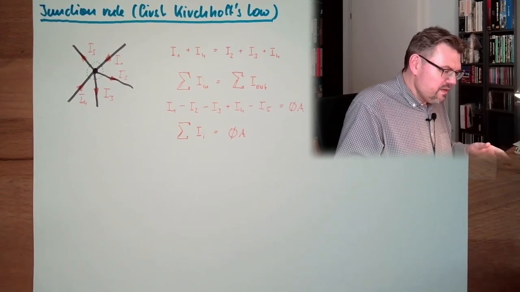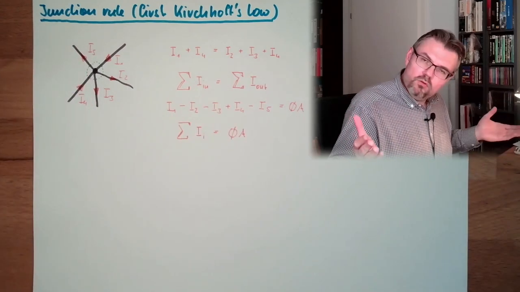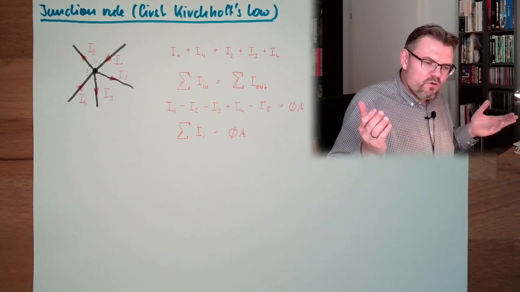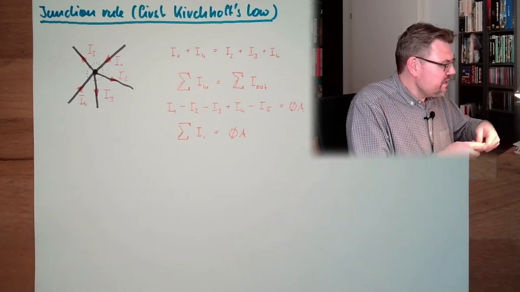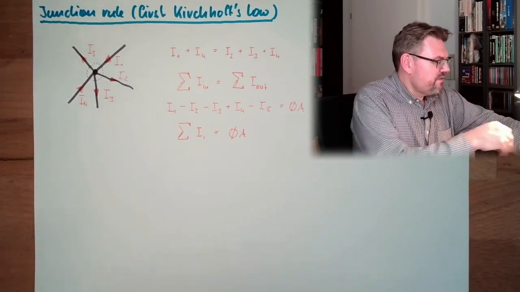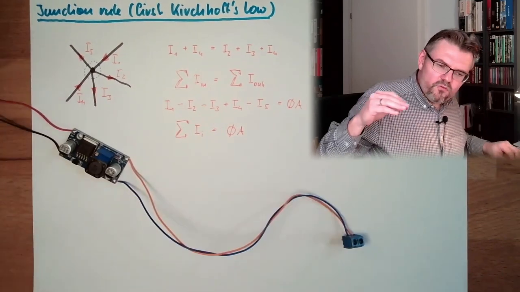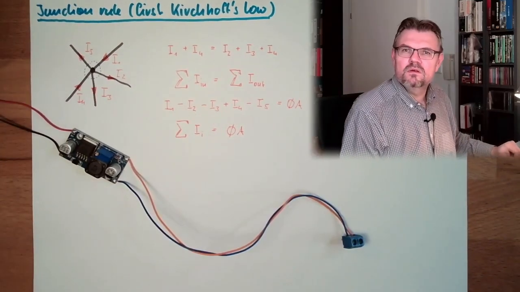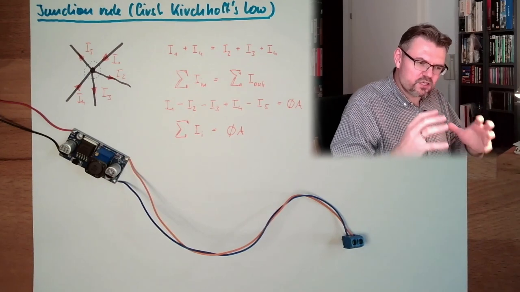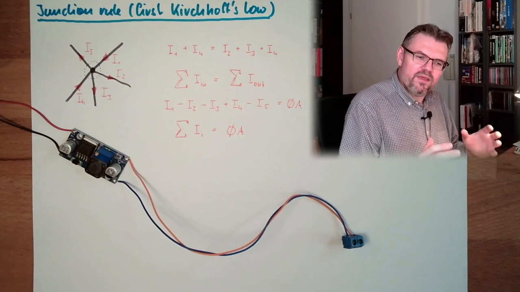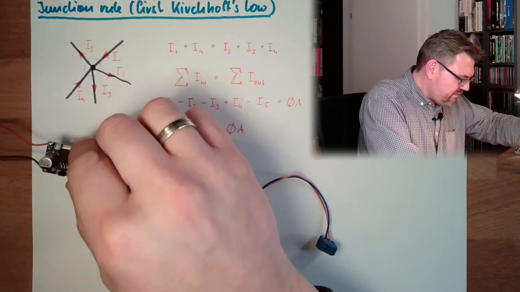And this is true for a simple junction like that. This is why the name junction rule comes from. This is true for more complex things like that. This is true for even more complex things like that. This is true for whole cities if it has to. If you look at the city as a big junction, as a node, everything which is going in must come out somewhere. That's true. Let's have a look at this.